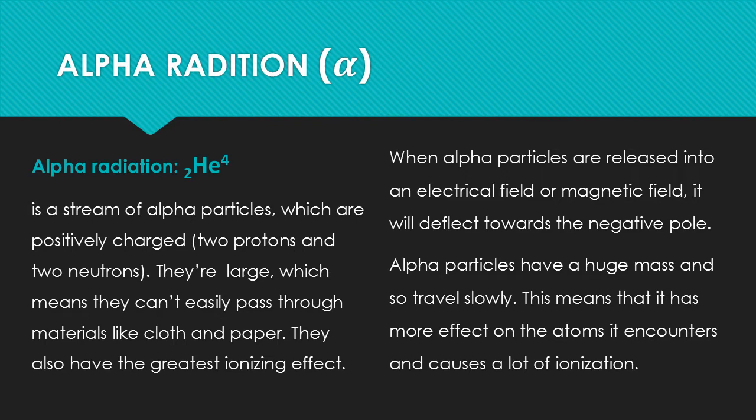When alpha particles are released into an electrical field or magnetic field, they will deflect toward the negative pole. Because they have positive charge, they will deflect toward the negative pole. Alpha particles have a huge mass and so travel slowly. This means that they have more effect on the atoms and cause ionization.